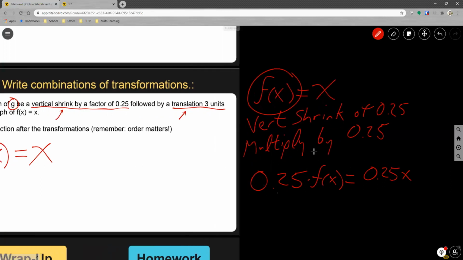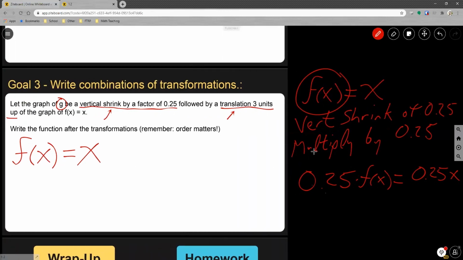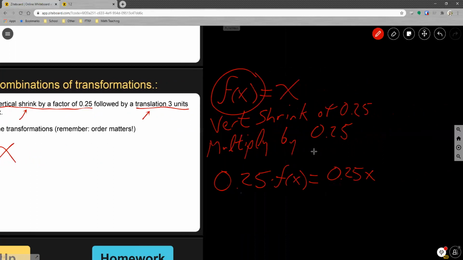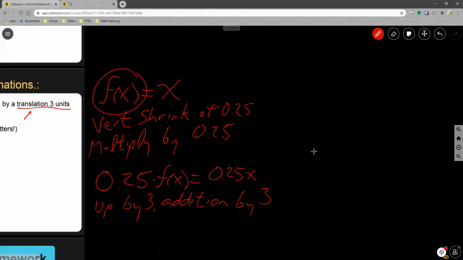Step one is done. Now I have to translate the entire graph up by 3 units. Well, up by 3 is an addition by 3. So if I want to get the second transformation in, it's going to be 0.25x plus 3. And actually, I should write that a little bit more clearly.